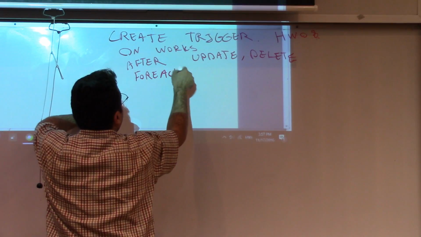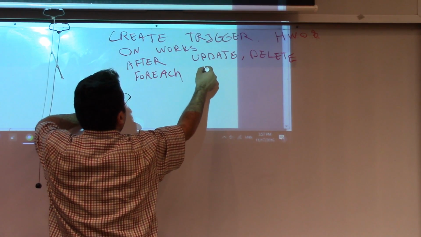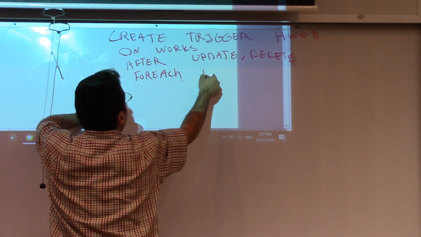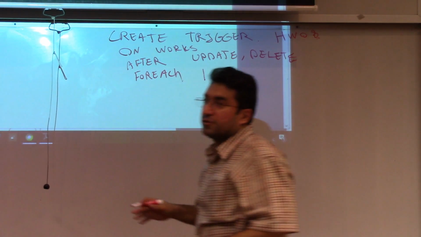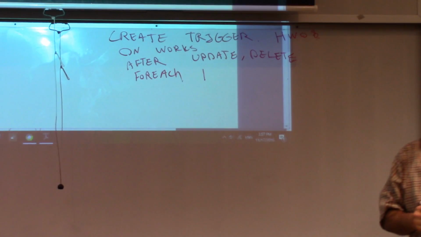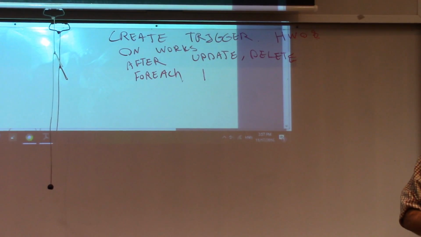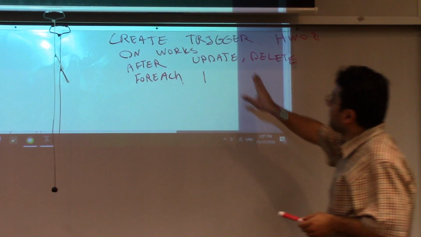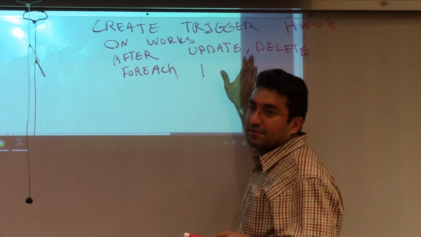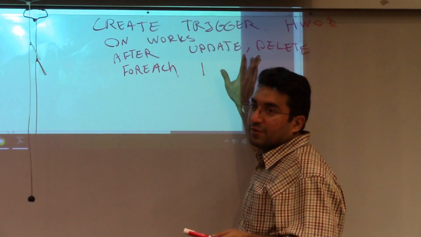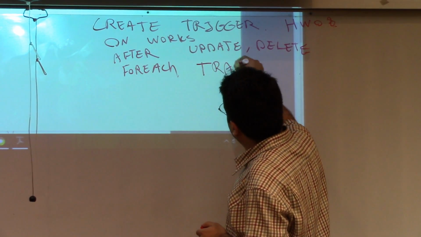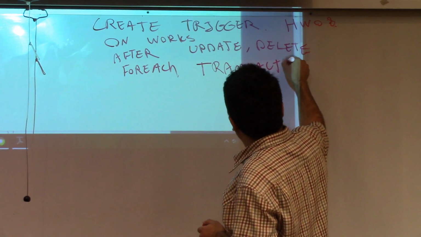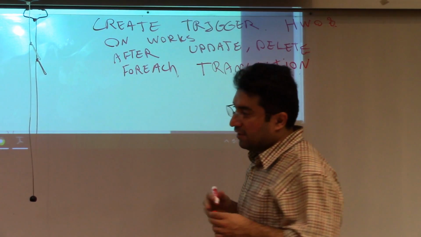For each row or for each transaction? For each transaction, because if I remove update, you could write it for each row, right? Yeah. But when you have update, you have to have it for each transaction.